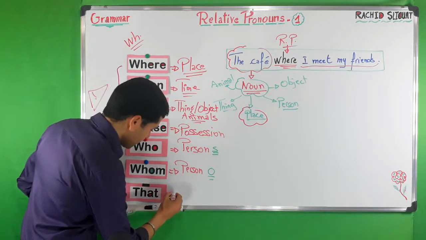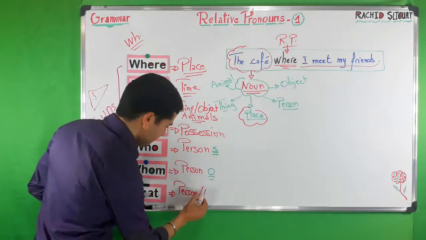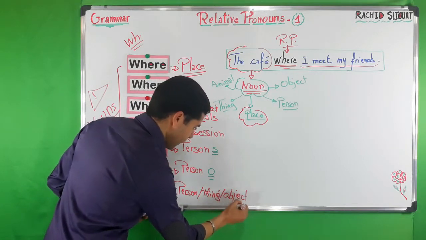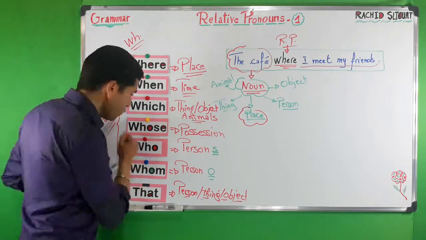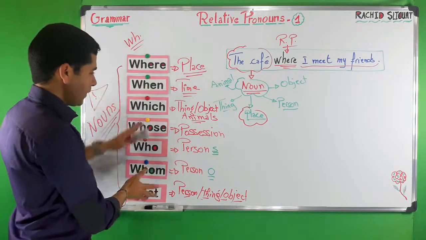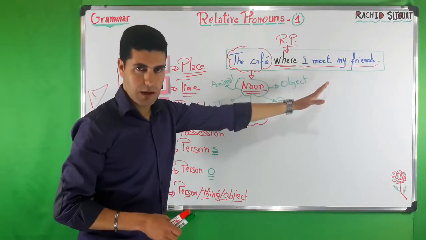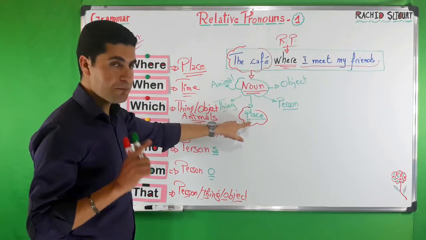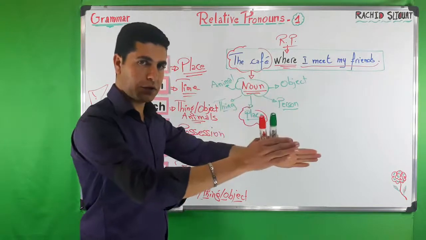That can be for person, for thing, or for objects. As we can see, that can replace which and also who. We are going to see this later. So this is what we can use these pronouns for, like the cafe where I meet my friend. Very simply, here we have where because the cafe is a place, and the relative pronouns are always after nouns.